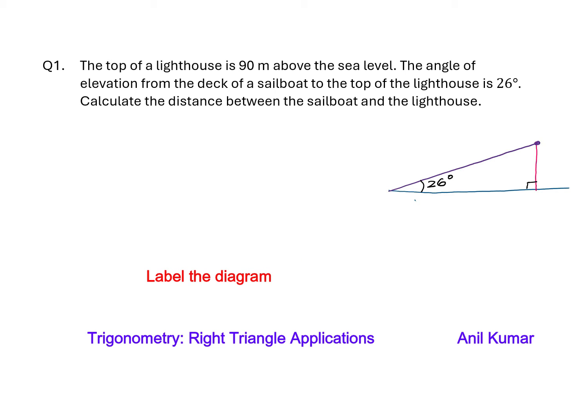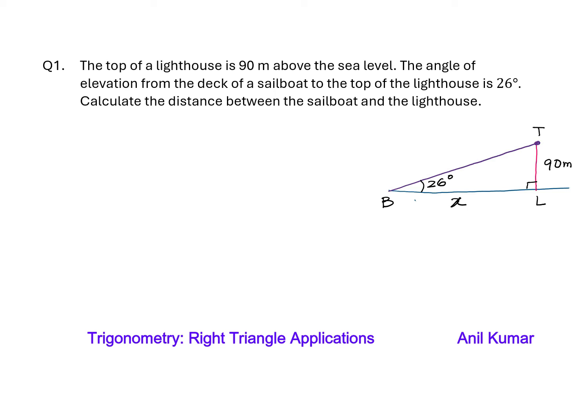This is assumed to be at right angles. Top of the lighthouse is 90 meters, so this side is 90 meters. So let's say this is the boat for us, right? So this is the top of the lighthouse. We need to calculate the distance between the sailboat and the lighthouse. So let this distance be x. So that is what we need to calculate. Perfect. So now our sketch matches the description.